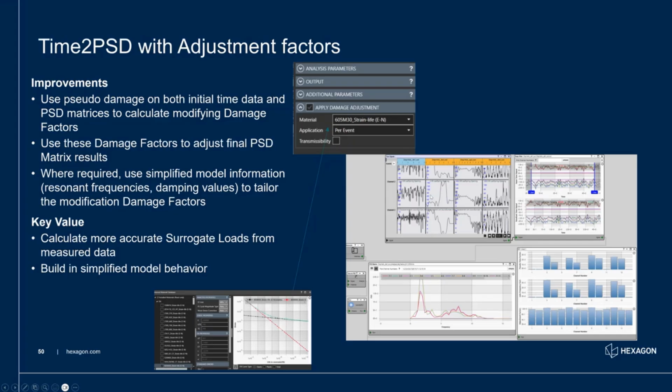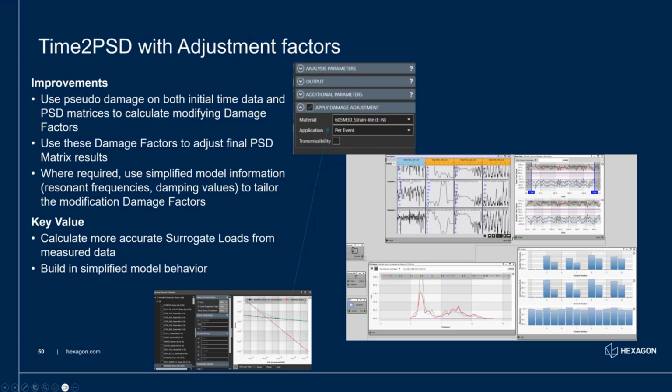When you do a power spectral density, when you do a pseudo damage, you essentially look for a damage number based on that channel. That's why it's called pseudo. Even if it's acceleration, even if it's force, you can still get a damage number. You're just going to pretend that it's stress.